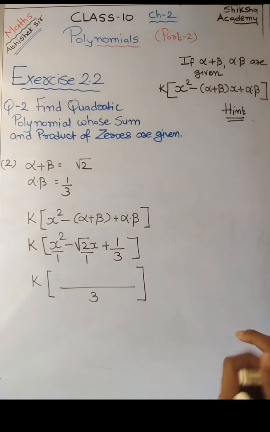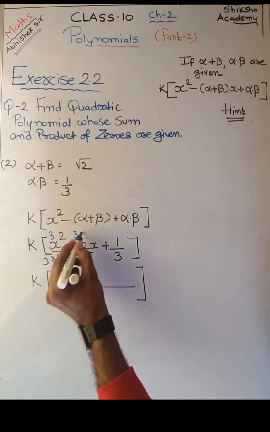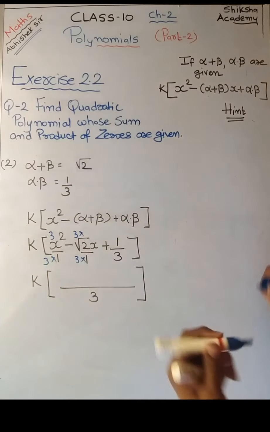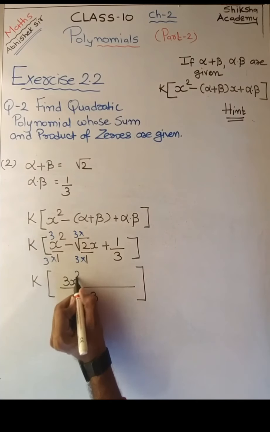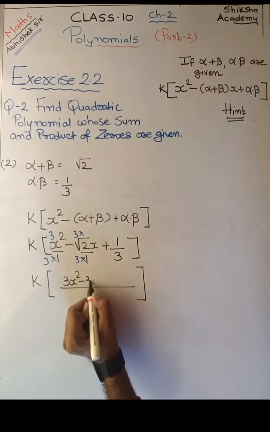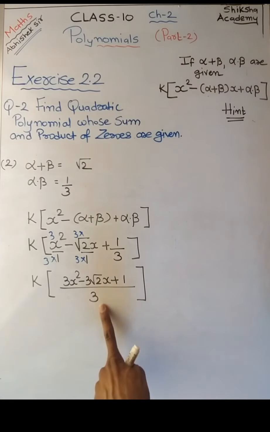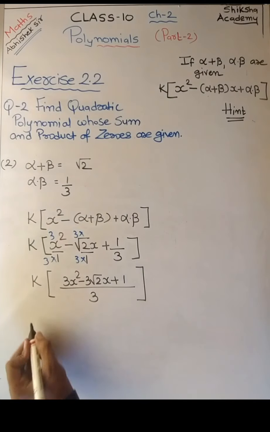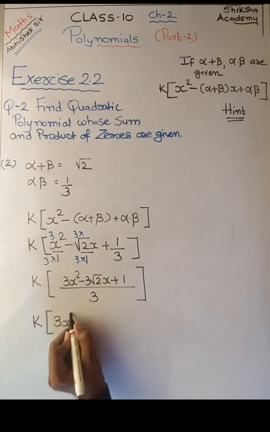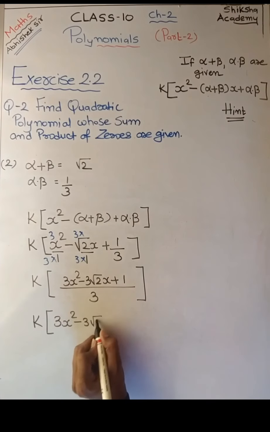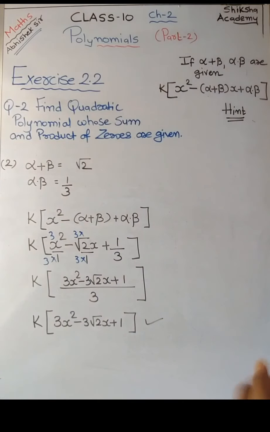We will have to multiply each term with 3 to convert it into a simple polynomial, right? So that will be 3 into x square minus 3 into root 2, so 3 root 2x plus 1. Take this 3 outside and merge it with k. So that will be giving us our final answer, 3x square minus 3 root 2x plus 1. So this is our final answer.